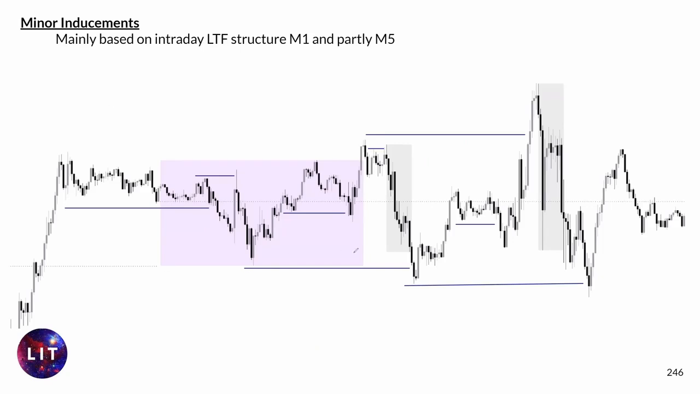And as you can see already, that is of course now a 5-minute chart, right? And as you can see, it's labeled minor inducement. So what does this mean? A minor inducement needs to be done mainly based on intraday lower time frame structure, being the M1 and partly the M5. What do I mean by partly? I will dig into it when we cover the medium ones, okay? But overall, minor inducements are on the 1-minute and 5-minute charts.